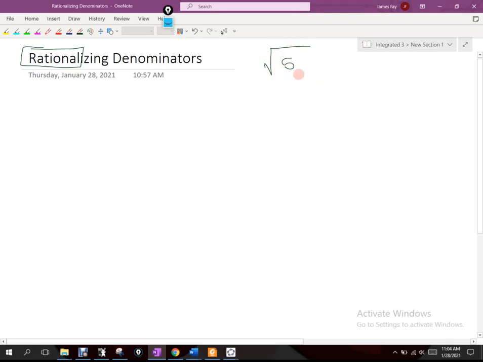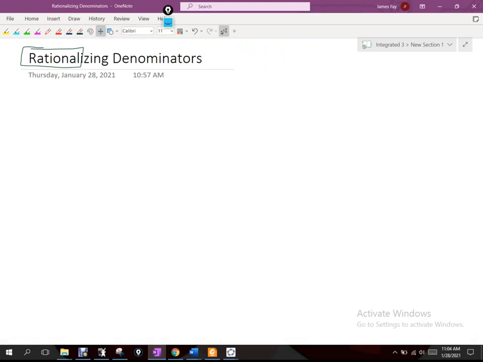That's called an irrational number, correct? Okay. The process that we're going to go through is going to remove all irrational values from denominators. And what it will do is actually make every denominator rational. And that's why it's called rationalizing denominators. Okay. There's just a basic rule that we go by.